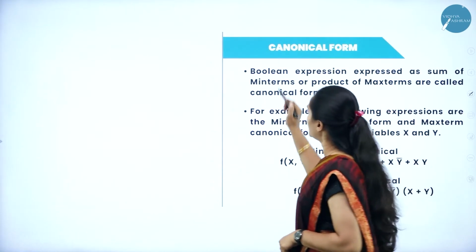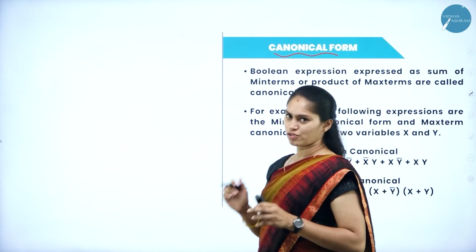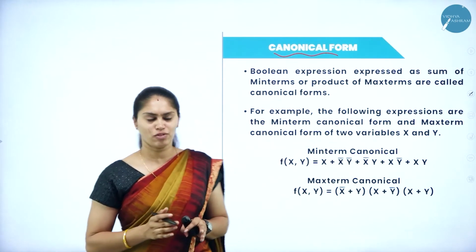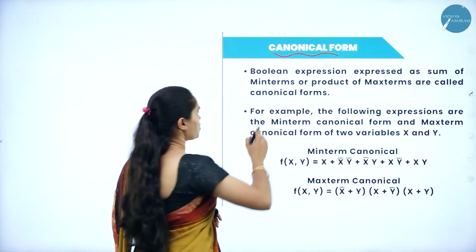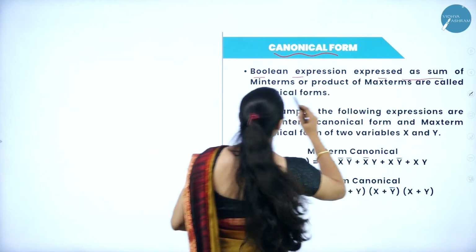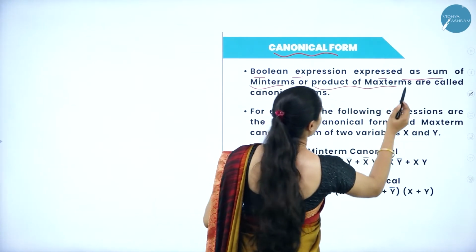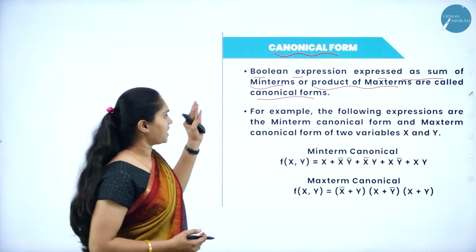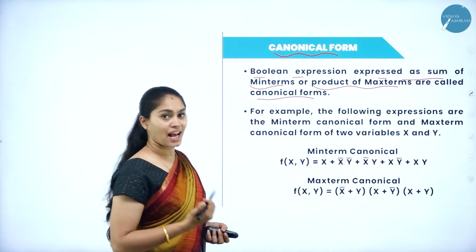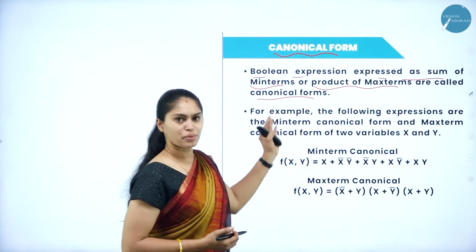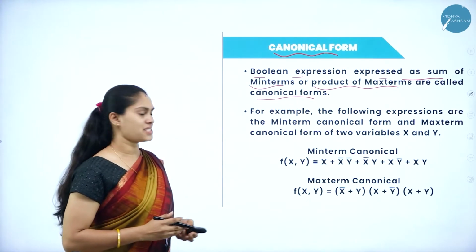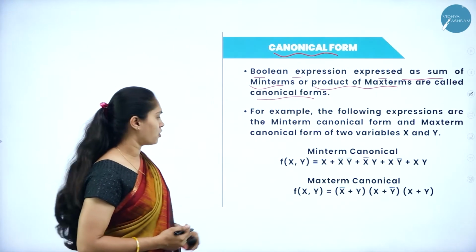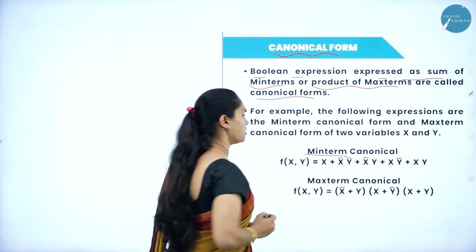So we'll see the next one, that is canonical form. So what do you mean by canonical form here? A Boolean expression expressed as a sum of minterms or a product of maxterms is called canonical form. So if I am expressing any Boolean expression as a sum of minterms or a product of maxterms, then that will be considered as what? Canonical form.